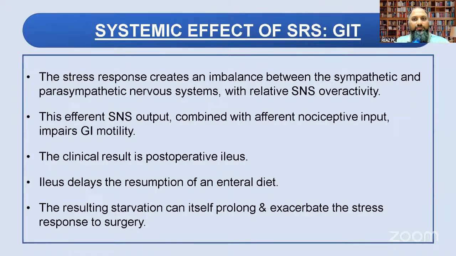The effect of the stress response to surgery on the gastrointestinal tract is basically postoperative ileus. The stress response creates an imbalance between the sympathetic and the parasympathetic nervous system with relative sympathetic overactivity. This efferent sympathetic output combined with afferent nociceptive input, especially during abdominal surgery, impairs GI motility. The clinical result is postoperative ileus. It delays the resumption of enteral diet, and the resulting starvation can itself prolong and exacerbate the stress response to surgery.